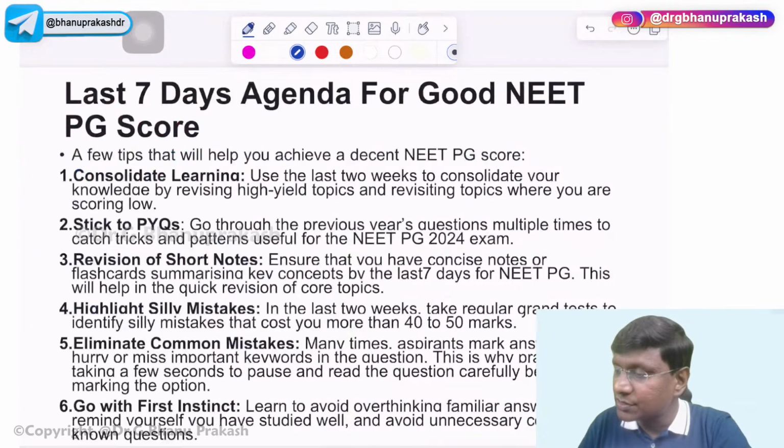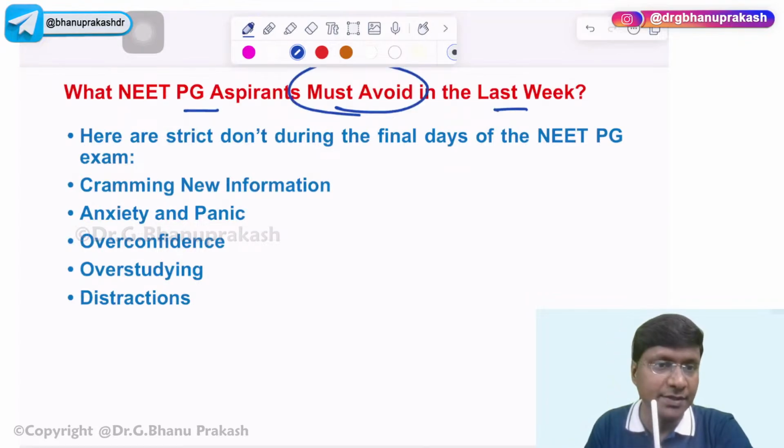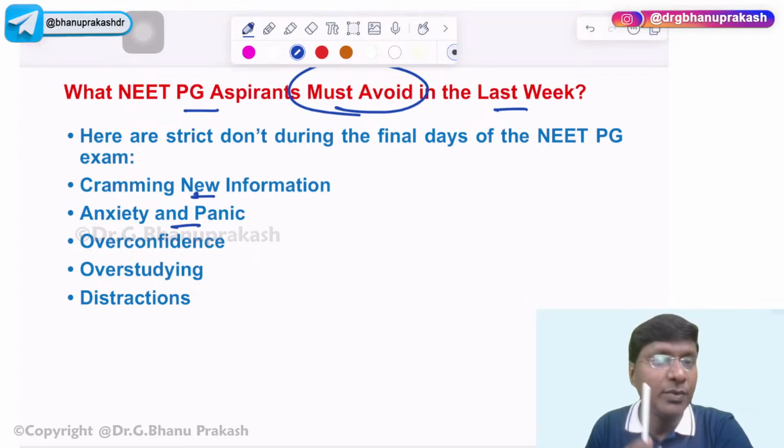Next important is what the NEET PG aspirant must avoid in the last week. Please don't read any new information now and avoid unnecessary anxiety and panic by comparing with others. Definitely, it is very natural to feel restlessness in the final stage of the exam, but you must attempt to keep yourself composed. That is very important. Next, you should be confident while giving the exam, but please don't be overconfident.